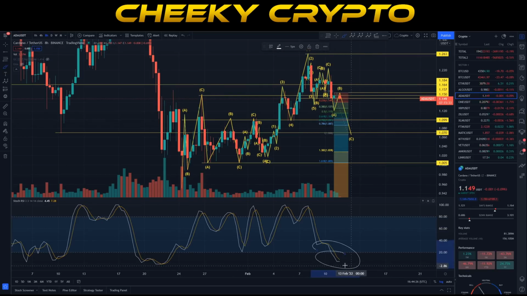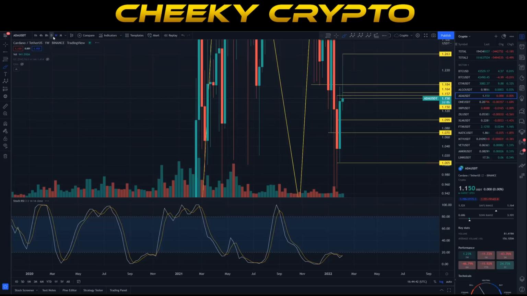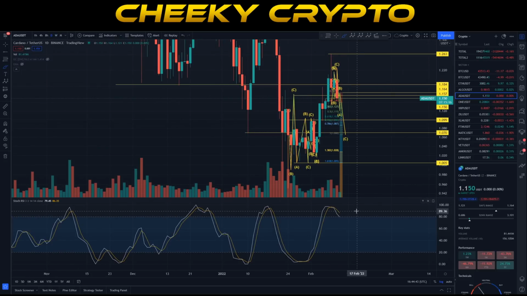Now, when I say it's only just come down here, we can see that we've been down here before, and of course, we can be down here for quite some time. So let's bear in mind this could take a couple of days, and it's perfectly normal to have this stochastic RSI down there for a significant period. With that being said, we should also acknowledge the slightly larger view, which is the daily chart.